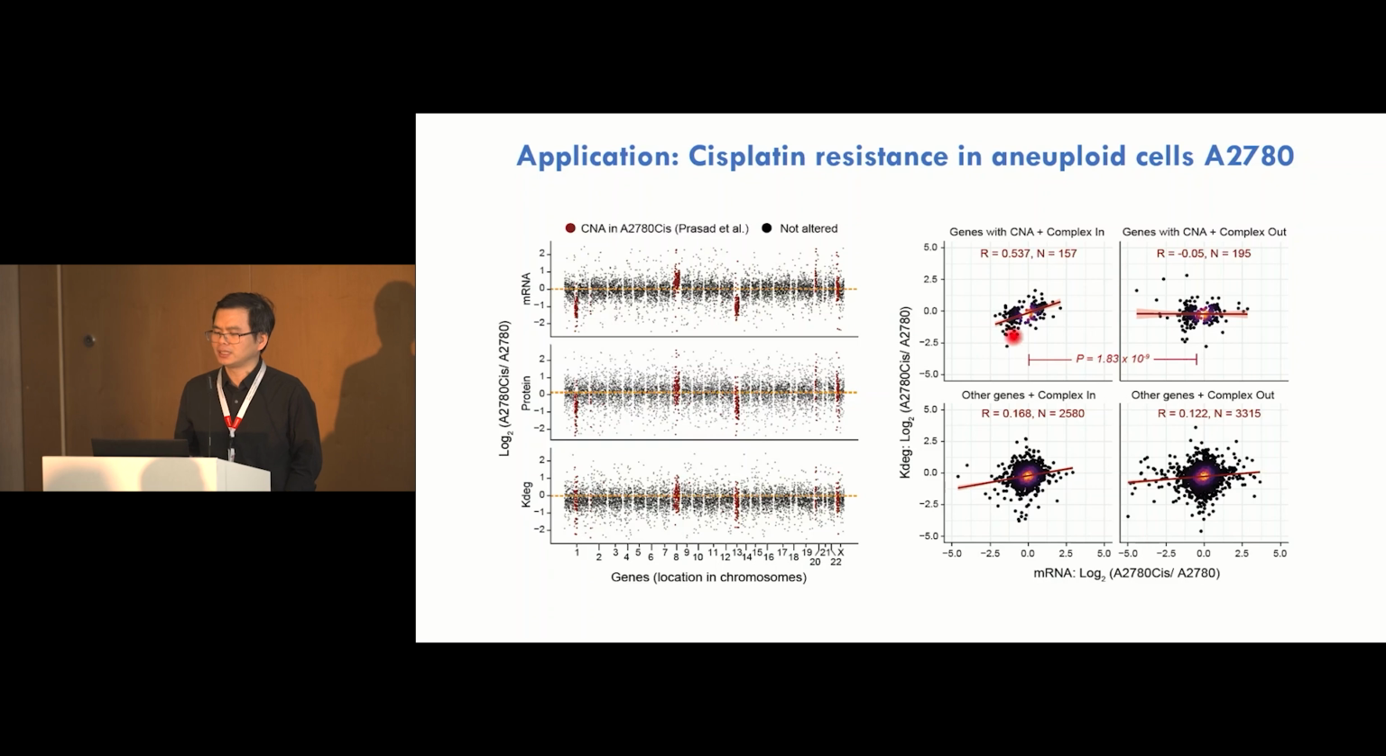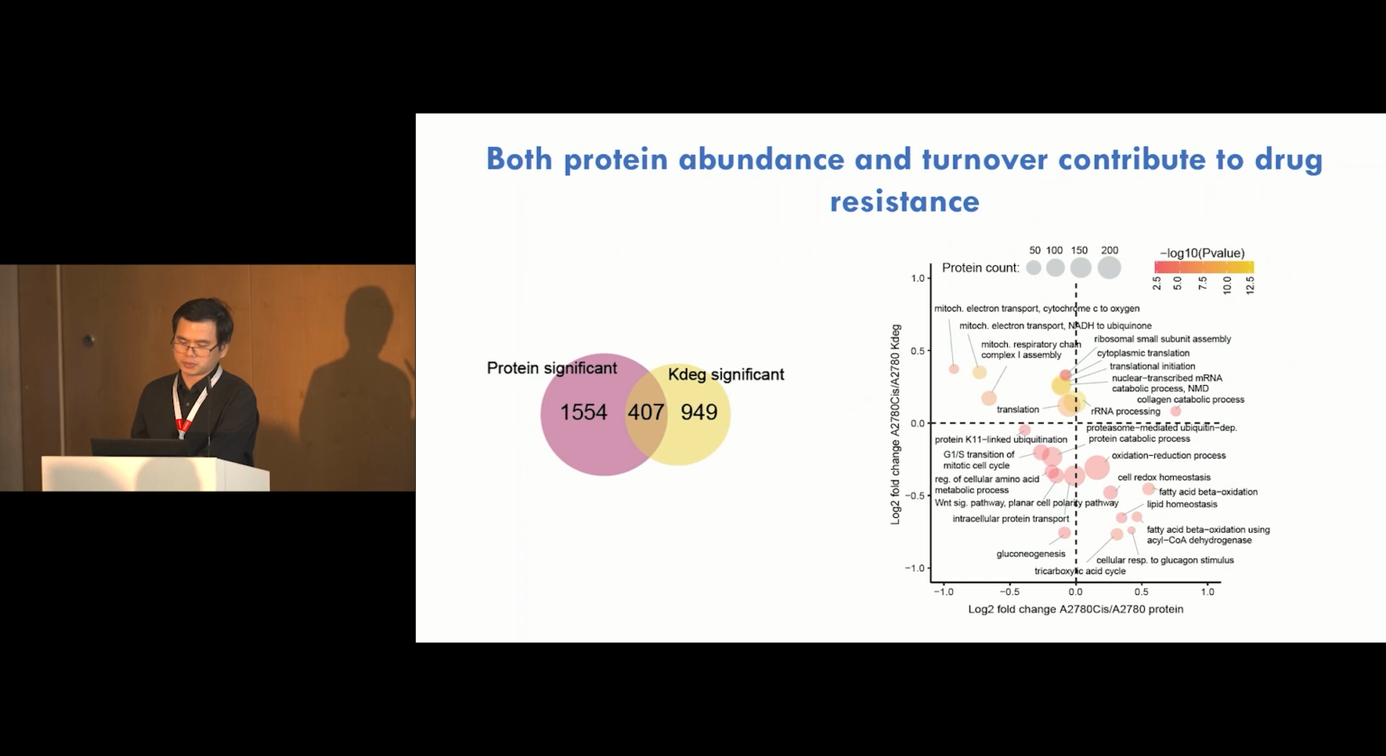But importantly and very strongly, you can see that if those genes are participating in a protein complex, according to the CORUM annotation for example, this correlation is very strong. It's more than 0.5. This strongly suggests that protein complex-based buffering can be reflected by the protein degradation measurement and the mRNA measurement. This slide is very simple; we just want to elaborate that both protein abundance and turnover profiling can be useful to understand drug resistance, or cisplatin resistance in this case.